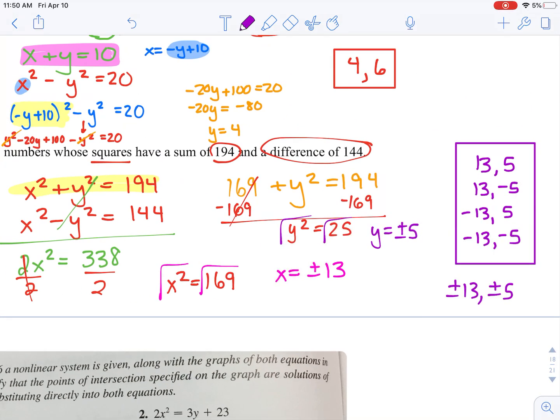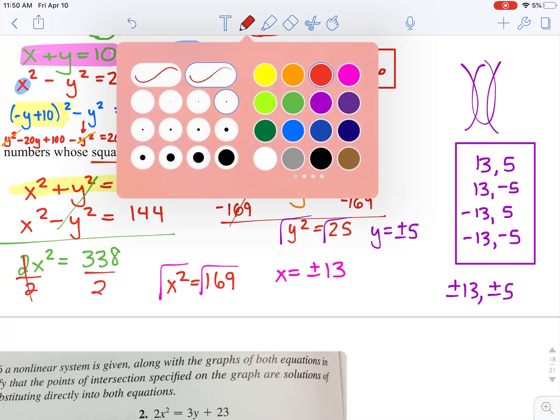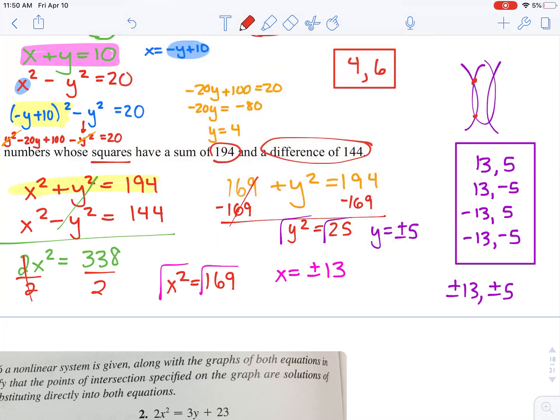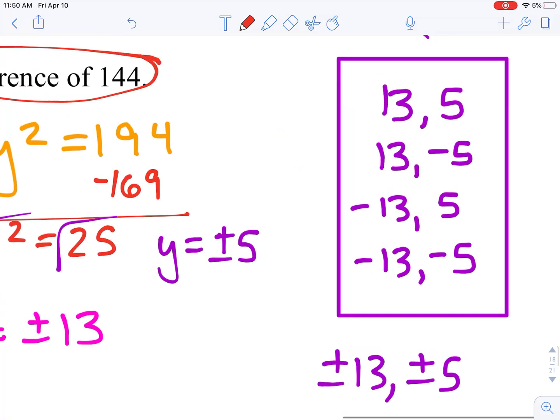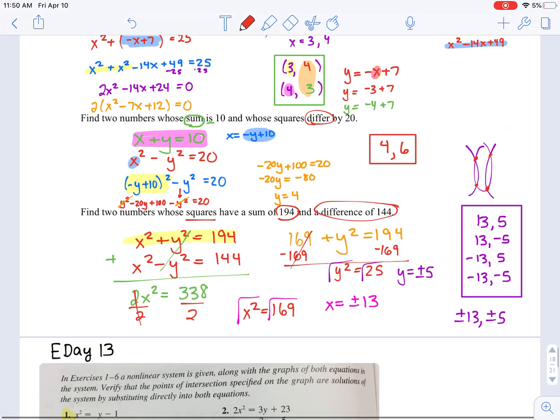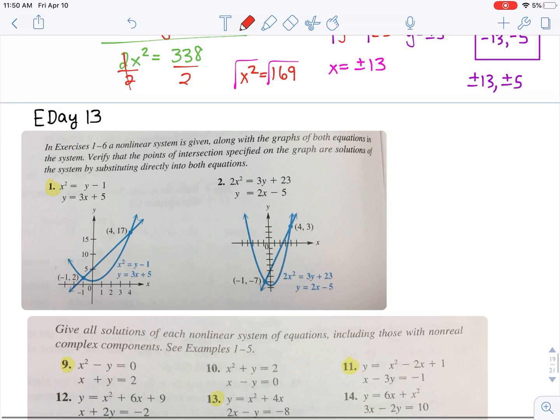The reason is I want you to notice that there are actually 4 different solutions. If we were to graph these, one of them is an ellipse and one of them is a hyperbola. And that is why we would have 4 solutions. And so I do want you listing these out. The only reason I don't have it listed as an ordered pair is you could switch the 13 and the 5 of who was X and who is Y. But please list the 4.